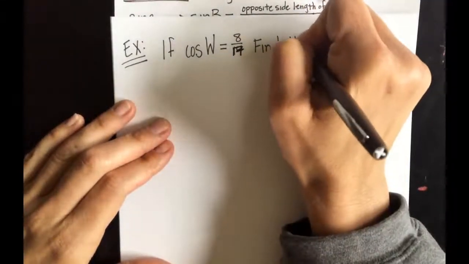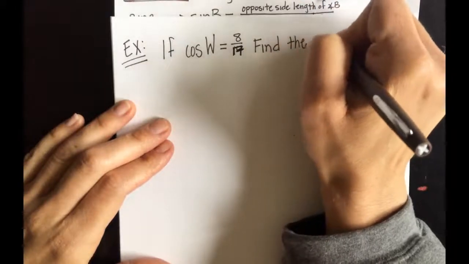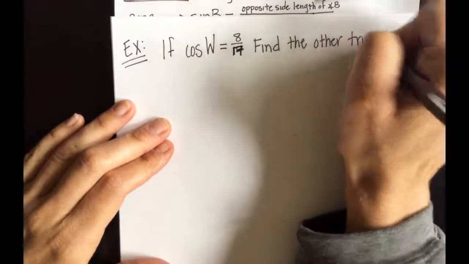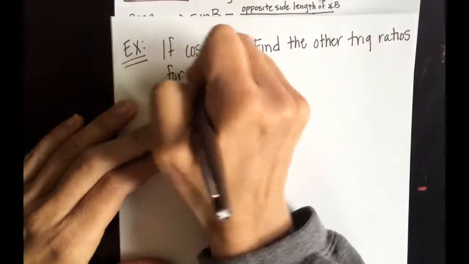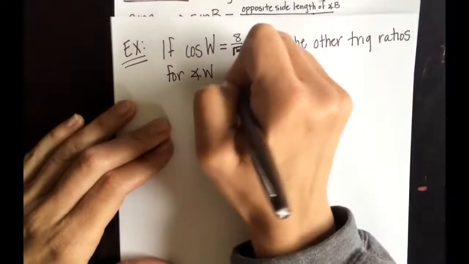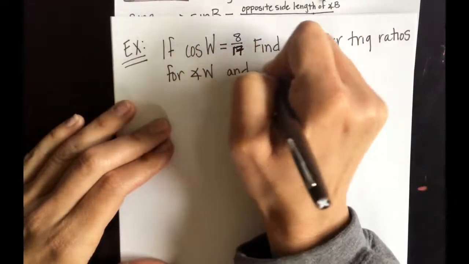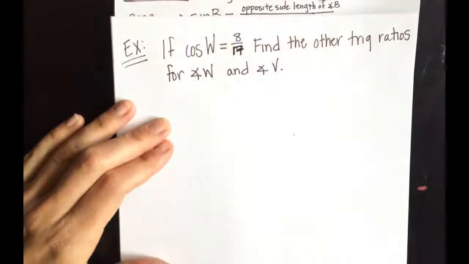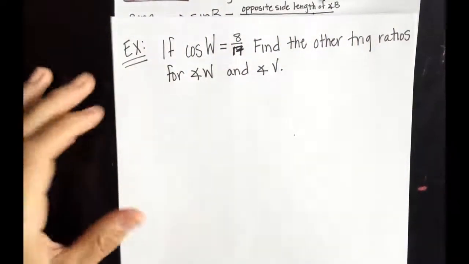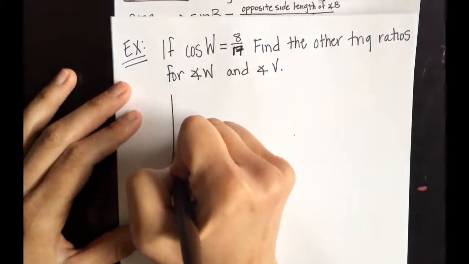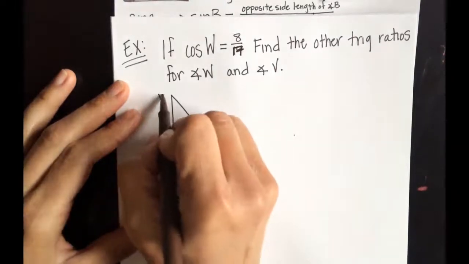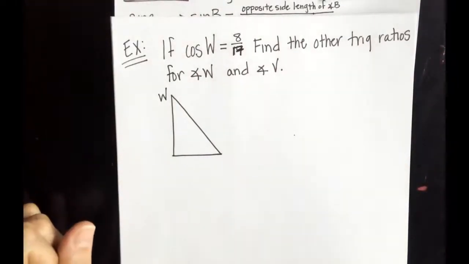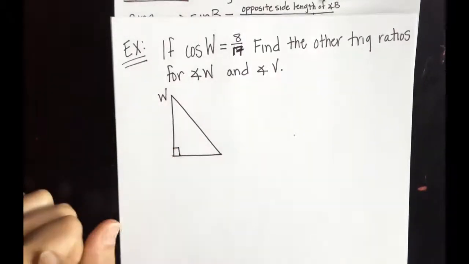Find the other trig ratios for angle W and angle V. And I'm going to draw our triangle this time. And we have angle W, and it doesn't matter where I put W. I just can't have it at the right angle.